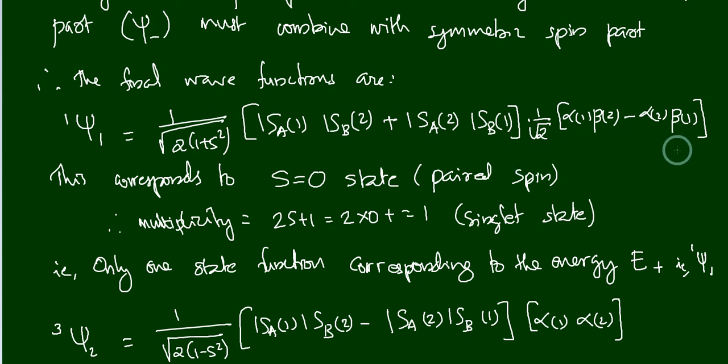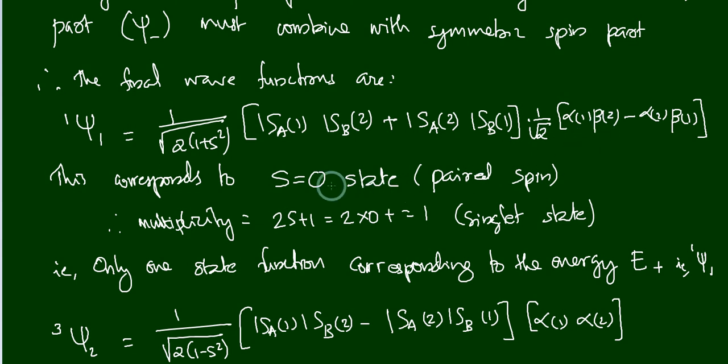You should have watched the previous videos; only then will you understand this first. Therefore, the spin part here should be anti-symmetric. The anti-symmetric spin part is 1 divided by root 2 into alpha 1 beta 2 minus alpha 2 beta 1. Okay? And it will be very much explained to you. So, this is a total function but including the spin function also.